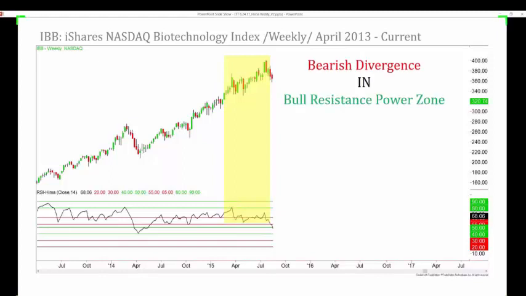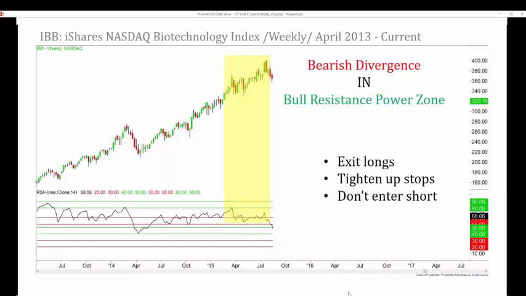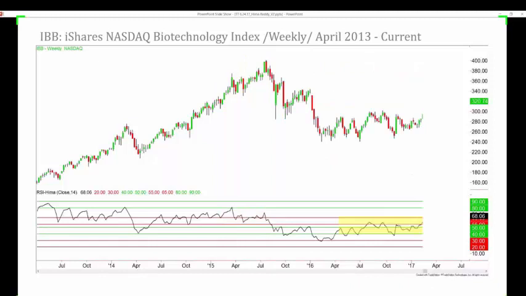All right, excellent. Now, bearish divergence in the bull resistance power zone, just like its counterpart, is a little dangerous. In this situation, you can use it to exit longs if you've got them, tighten up stops on longs, but I wouldn't necessarily enter short. Does that mean you're going to miss things? You might, but it's the safer move until you layer in other tools and analysis. But if you're just going off the zones, this is what you do when you see this setup, bear divergence in a bull power zone. And here you had a choppy unfolding from there.